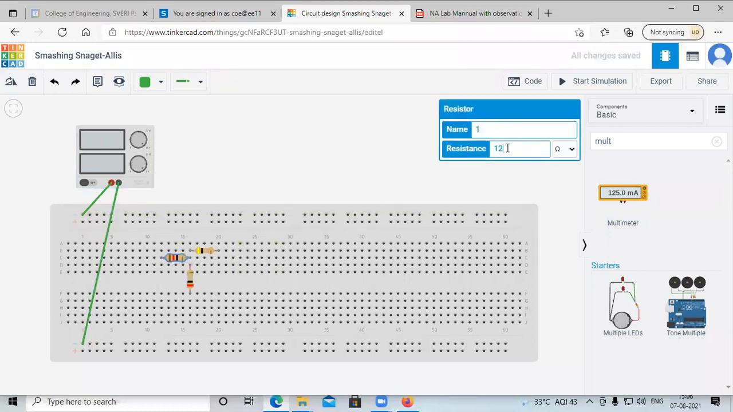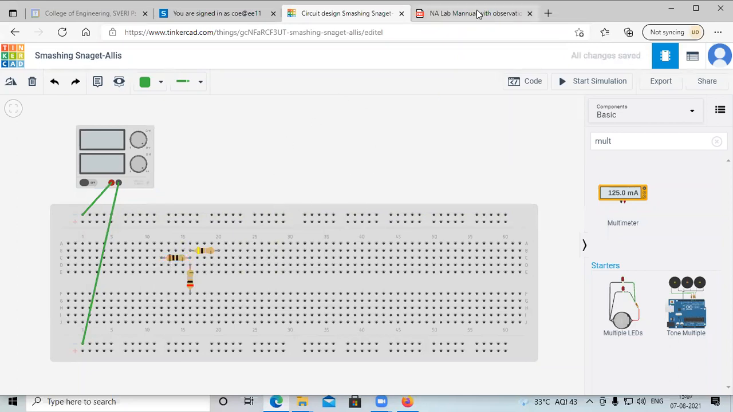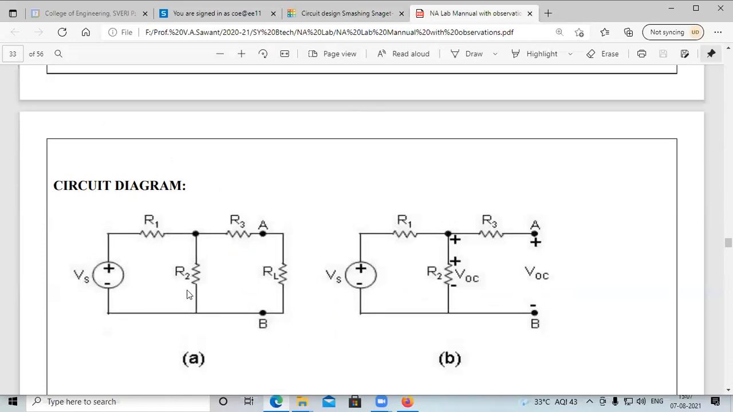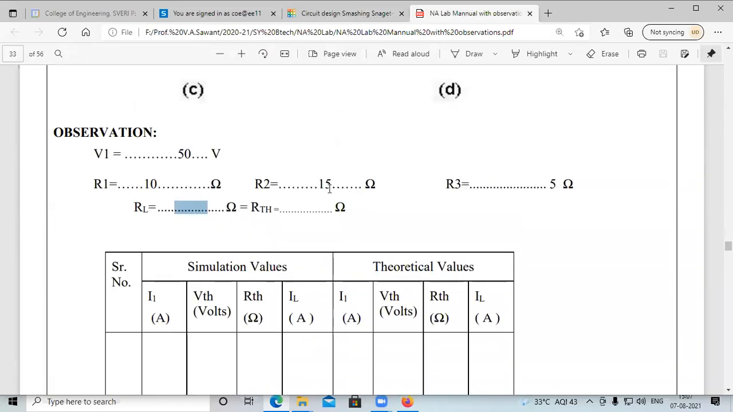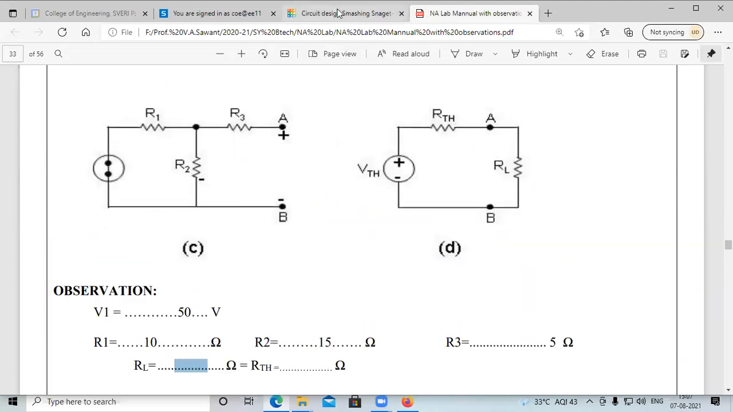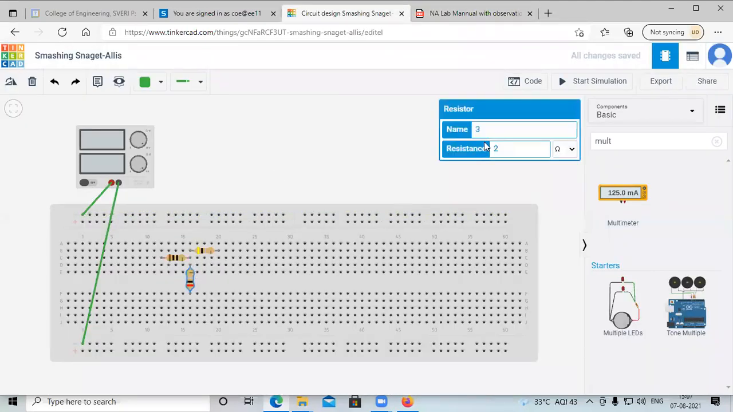Now the first resistor, R1, is nothing but 10 ohm. Then resistance R2, where is it? R2 is here, R3 is here. What is the value of R2 and R3? R2 is 15, R3 is 5. So R2 is nothing but 15, here it is 15 ohm, and R3 is equal to 5 ohm.